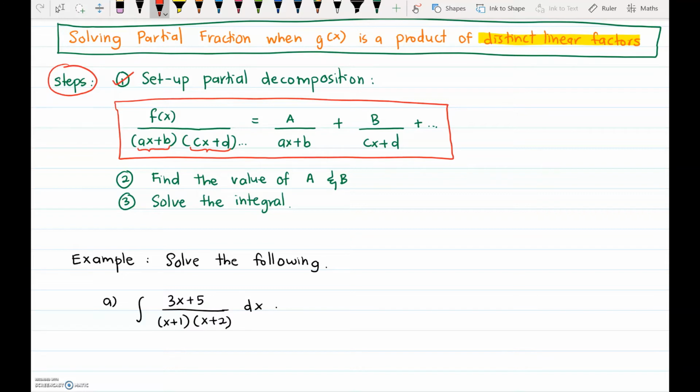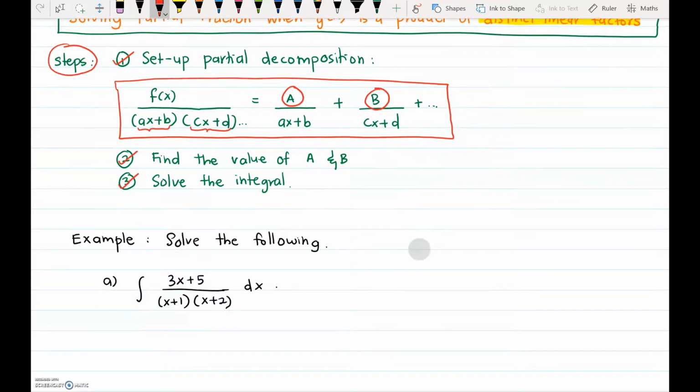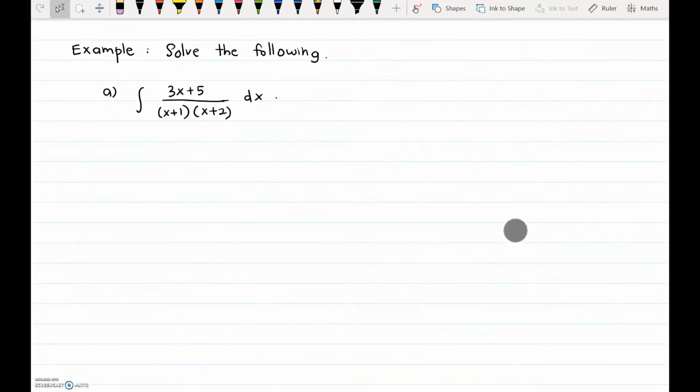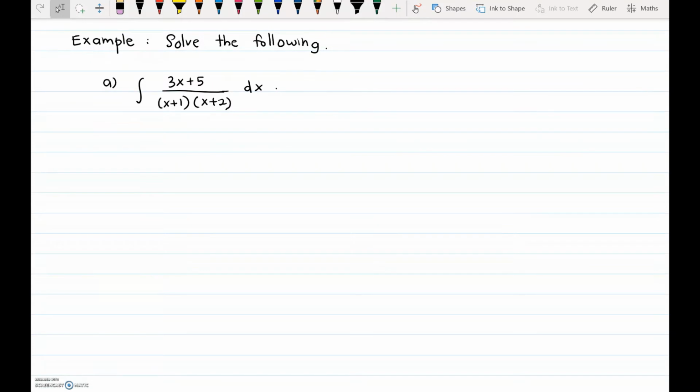Next, we want to find the values of a and b. That means we want to find these two. It depends on the question. If you have more than two factors, that means we will have a, b and c. And lastly, we will solve the integral. Okay, let's continue with the example. Solve the following integration. Let's start with the first one. We want to integrate (3x plus 5) over (x plus 1)(x plus 2).